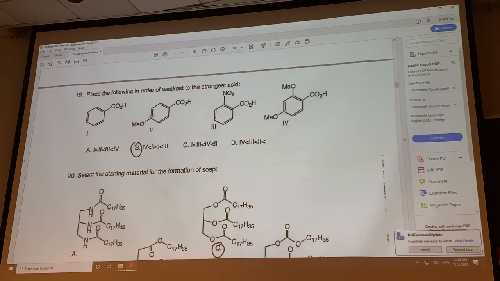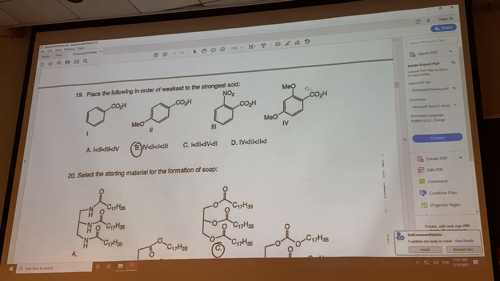Oh, chapter 19 here, carboxylic acids, benzoic acids. If you have donors on here, these methoxys are strong resonance donors. That will push electron density into the ring. They're what? Ortho-para directors, right? That will actually destabilize the conjugate base because that's anionic, right? Take that proton. Everything about how strong an acid is comes down to how stable the conjugate base is, right?